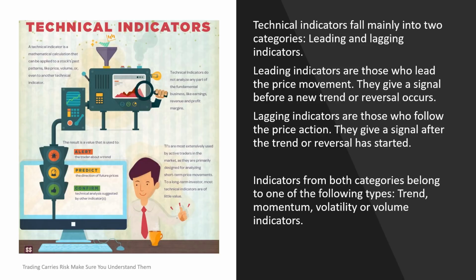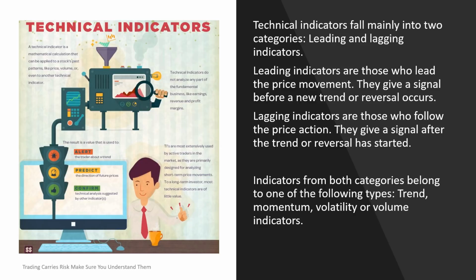Technical indicators fall mainly into two categories: leading and lagging indicators. The minute you say lagging, people say, I don't want something that's lagging, I don't want something that's past due. Lagging means behind. But there's nothing wrong with a lagging indicator. The difference is leading indicators are those that lead price movement. They give us a signal before a new trend or a reversal occurs.